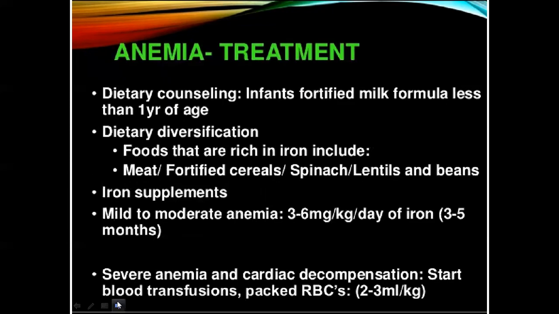Now anemia treatment: dietary counseling, infant fortified milk formula for less than 1 year of age. Dietary diversification, foods rich in iron include wheat, fortified cereal, spinach, lentils, and beans. Iron supplements for mild to moderate anemia, 3 to 6 mg per kg per day of iron for 3 to 5 months. And severe anemia and cardiac compromise: start before infusion, packed RBC 2 to 3 ml per kg. So that's all our treatment.